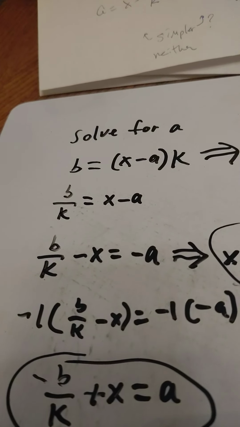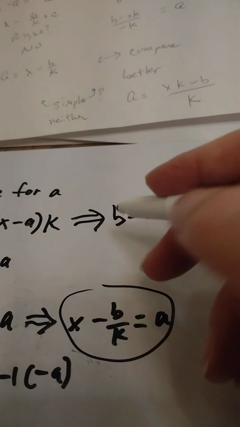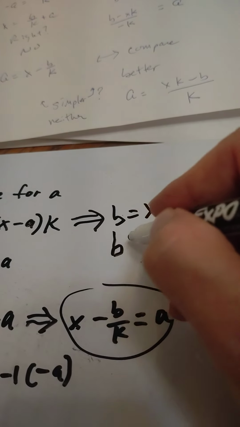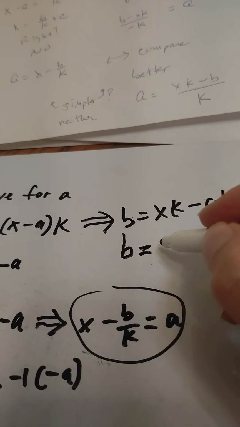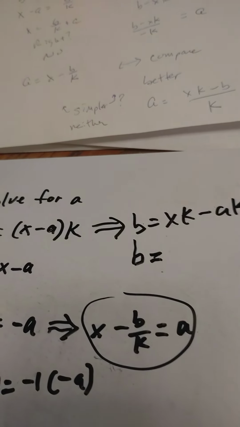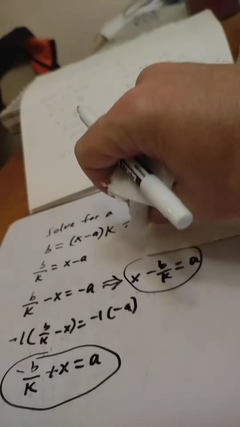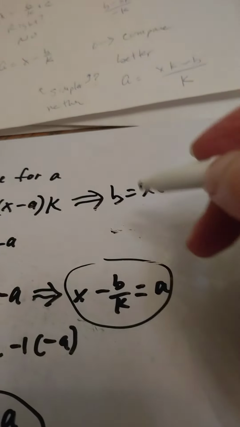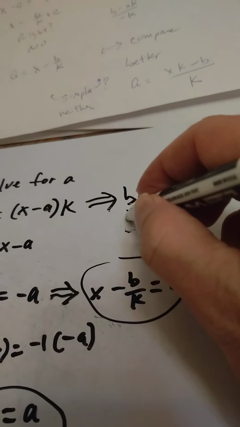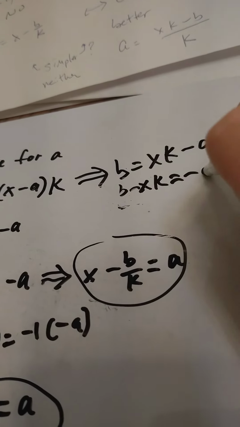And then we want to solve for a. So how about subtract this term from both sides? This way is a little bit longer. I like the way I did it the first way better. Let us subtract xk from both sides. So let me erase this b here. All right, so I get b minus xk equals negative ak.